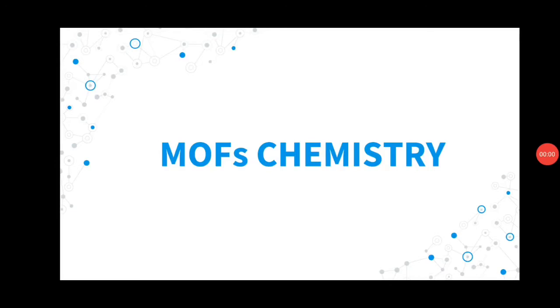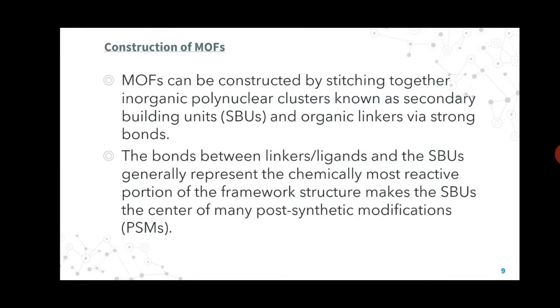My metric number is 191394. I will continue my part, which is MOF chemistry. How is MOF constructed? MOF can be constructed by combining inorganic polynuclear clusters, which are known as secondary building units, with organic linkers through strong bonds. The bonds between the linkers and secondary building units are the most reactive portion of the framework and can make the center of many post-synthetic modifications.